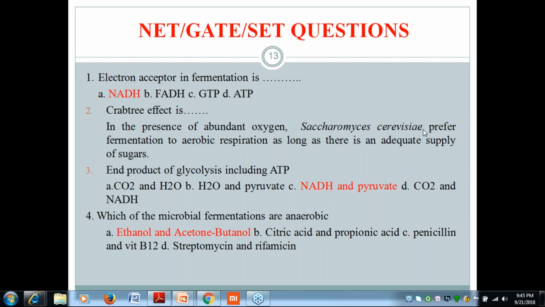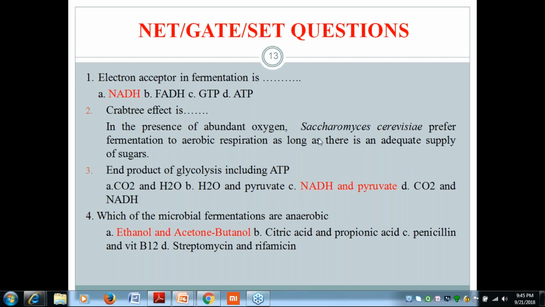A1 is correct. Venkateshwaran and Akanksha said A1. Yeah, it's correct. Electron acceptor in fermentation is NADH. Now, see, the second question is very important because many times in NET, SET, and GATE the question came about the Crabtree effect. I did not mention the options here.